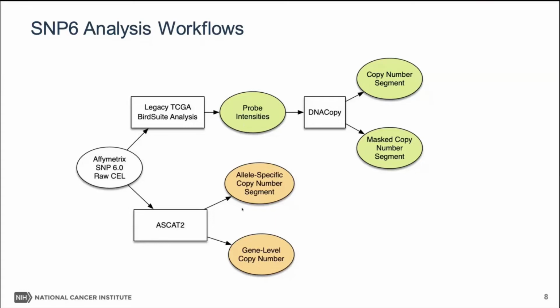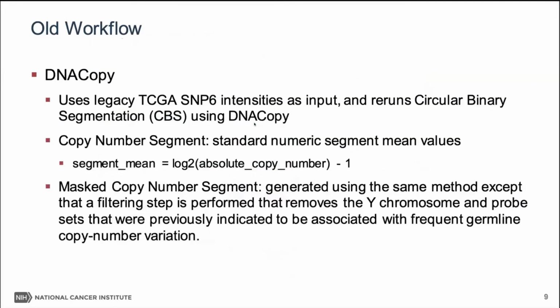shown in yellow. For the old workflow, we use a very similar method to what the original TCGA HG19 analysis used. Actually, we use one of the intermediate files that analysis generated. That's the probe intensity file. And instead of generating HG19, we just redo the circular binary segmentation using the DNAcopy package and generate the data for the GDC portal as GRCh38.